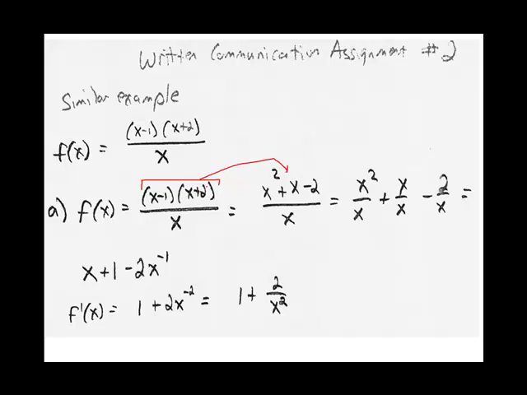So the first step is to multiply out the numerator, then write the single fraction as three fractions. You can do this because there's a monomial in the denominator. From here, you simplify it, and it's easy to do the power rule on that. That's the result of doing the power rule.